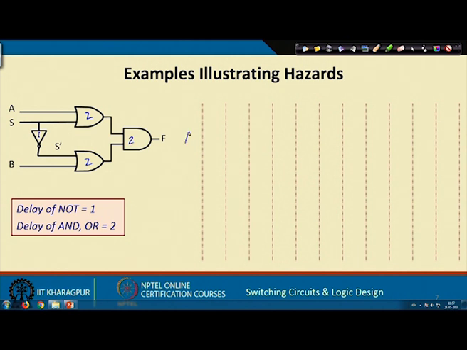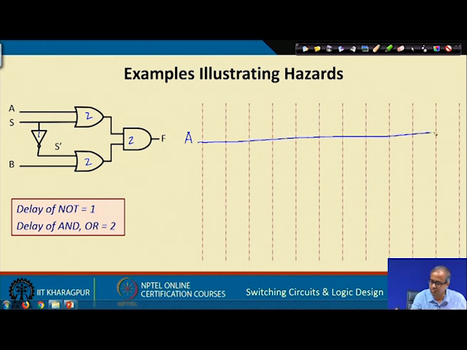Let us show a typical scenario. Suppose this input signal A is applied constant 0. So, we have applied a constant 0 here. B is also constant 0. Now, S, what do we do? S, let us say it was 0, here we make it 1 and then we leave it as 1.